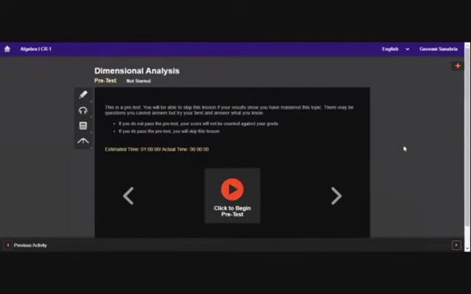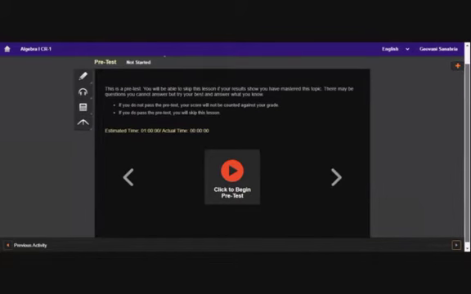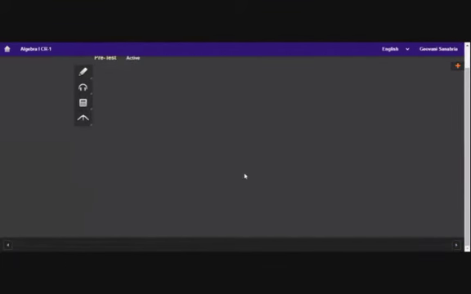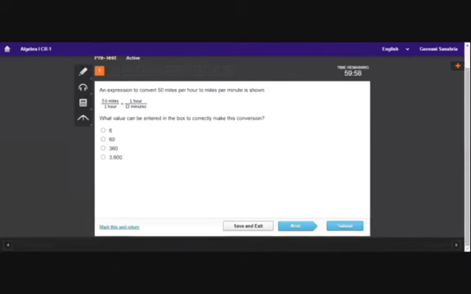Dimensional analysis. I feel like that might be probably feels the same as what we just did. Dimensional analysis. I say let's try it. Probably doing something with like shapes and oh. Hmm.